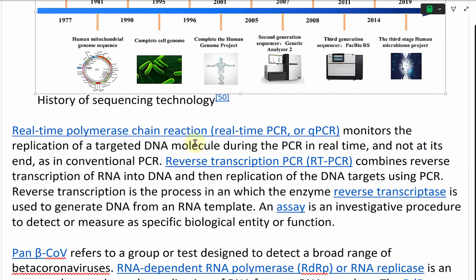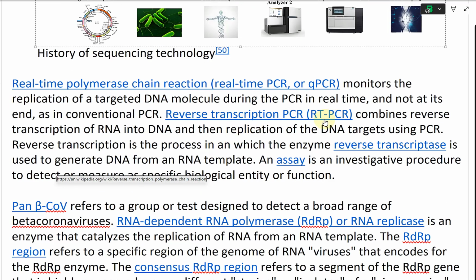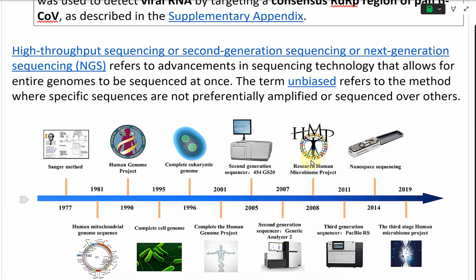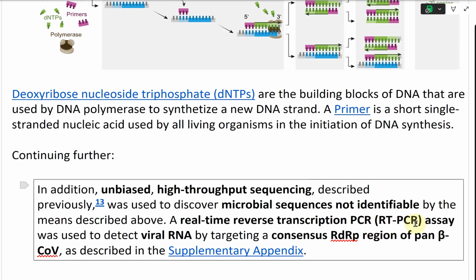So real-time polymerase chain reaction, or real-time PCR or qPCR, monitors the replication of a targeted DNA molecule during the PCR in real time and not at its end as in conventional PCR. And reverse transcription PCR or RT-PCR combines the reverse transcription of RNA into DNA, and then it replicates the DNA targets using PCR, which is, again, split the strands, and then replicate, and split and replicate. And reverse transcription is the process in which the enzyme reverse transcriptase is used to generate DNA from an RNA template.